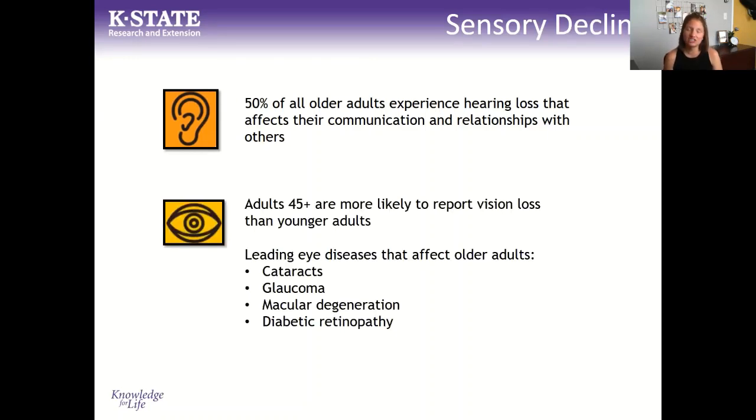Next, of course, is vision, and we're all aware, I'm sure, that older adults are more likely to have vision loss compared to individuals who are younger. In fact, not only do older adults experience more vision loss, but they also have a greater prevalence of eye diseases and disorders. The four most common eye diseases are cataracts, glaucoma, macular degeneration, and diabetic retinopathy.